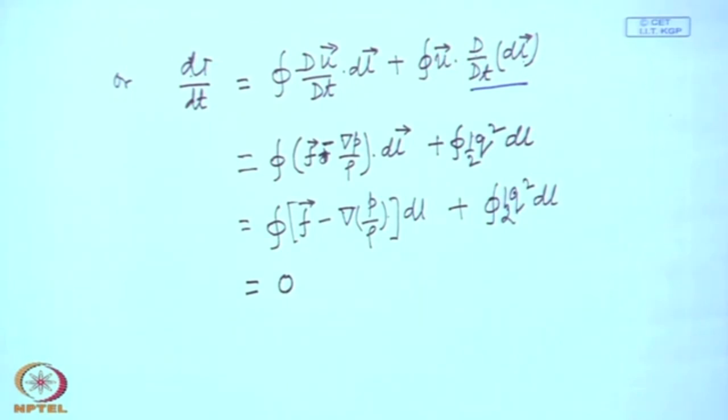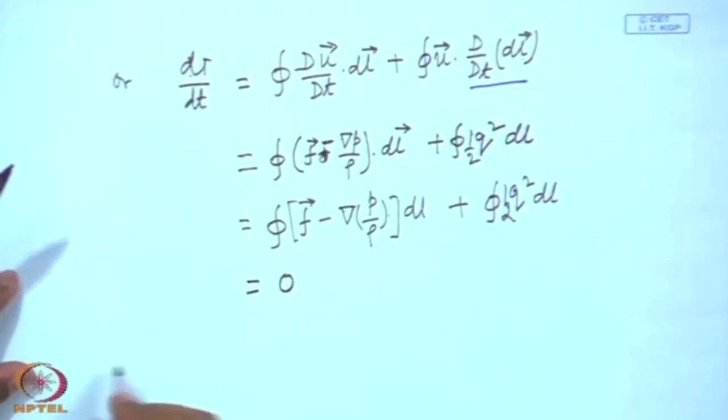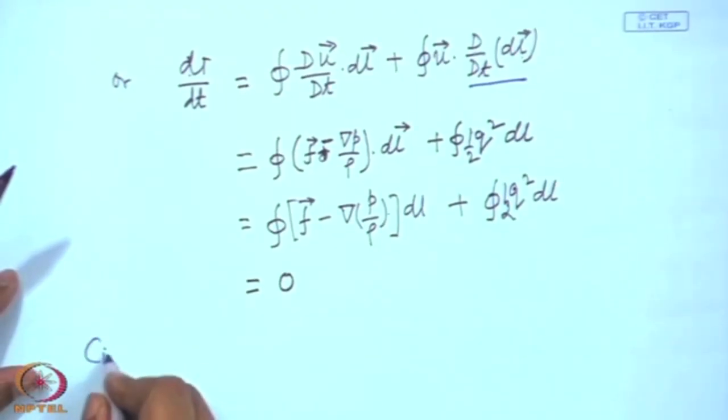So, you see that it says that in an incompressible inviscid flow of a homogeneous fluid, provided the body force is derivable from a single valued potential, then the rate of change of circulation of a material closed curve is 0, or the circulation around a material closed curve will remain constant. So, circulation in a material closed curve will remain constant.